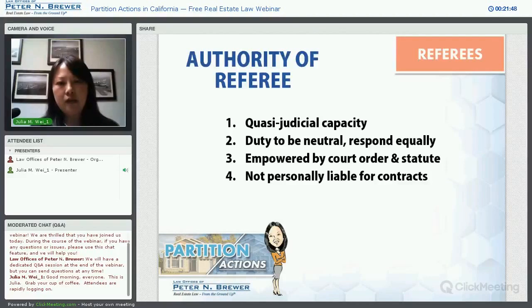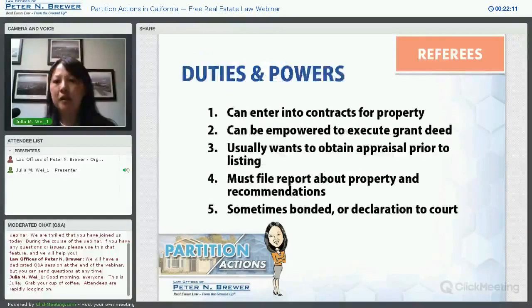Let's see. So the duties and powers of the referee can be pretty expansive. There's certainly statutory authority that says what the referee can and can't do, whether or not they're personally liable, they're not. And your stipulation or the order that you end up with can provide what the powers of the referee will be. So if one co-owner is extremely difficult and will not be signing any documents, that means the referee has to be empowered to sign these instruments, such as the grant deed itself, or be empowered to sign the listing agreement.